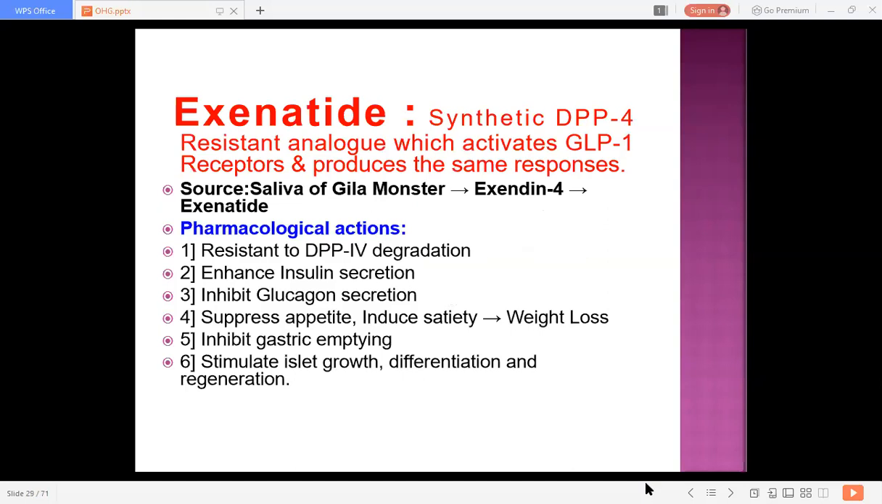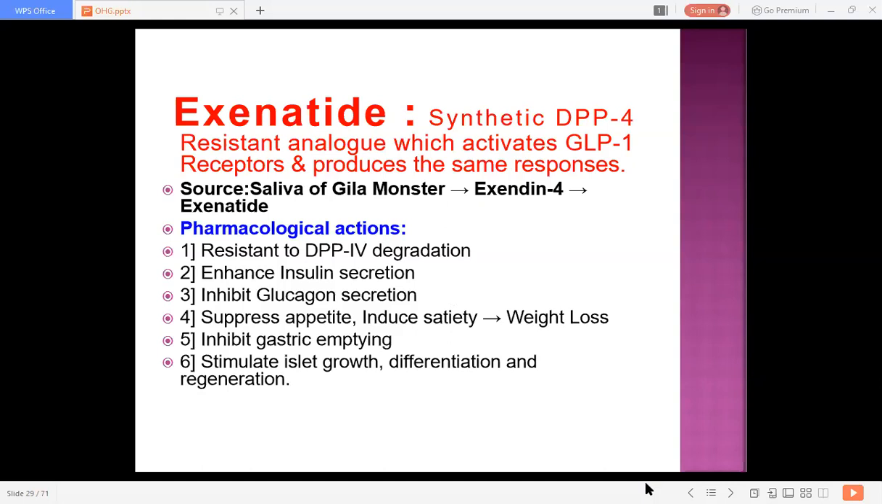Exenatide is a synthetic DPP-4 resistant analog, which activates GLP-1 receptors and produces the same responses. It is derived from the saliva of the Gila monster, which is one type of lizard. Pharmacological actions of exenatide: it is resistant to DPP-4 degradation.